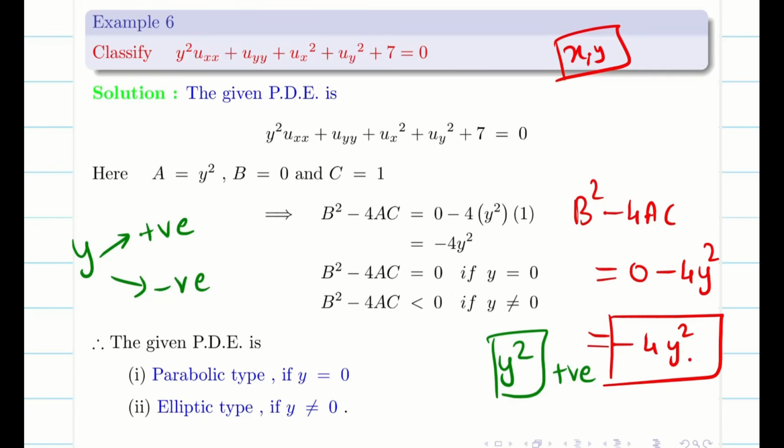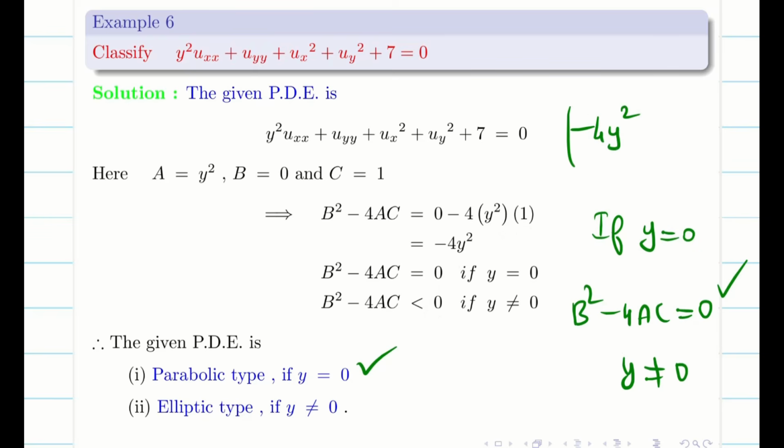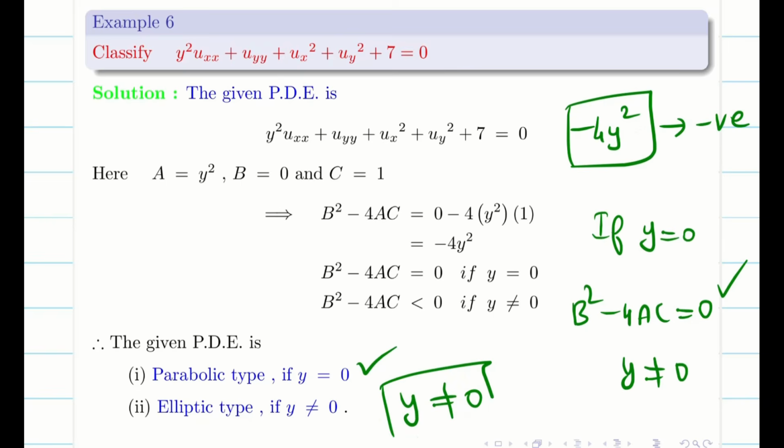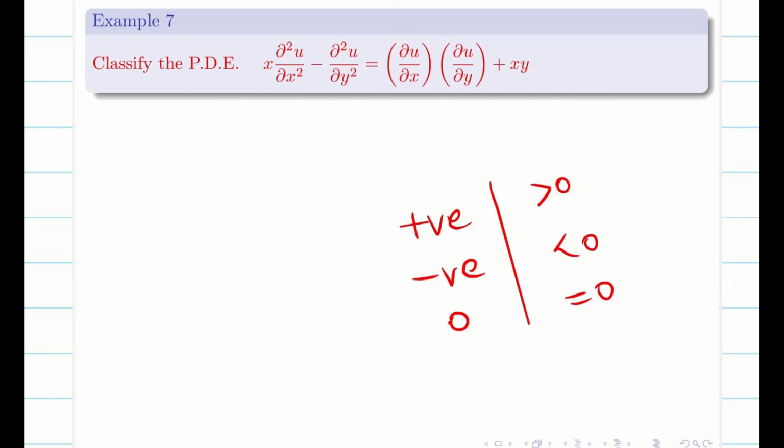So if y equal to 0, then I will say b square minus 4ac equal to 0. It is parabolic. If y not equal to 0, whether you put a negative or positive value, minus 4y square is always negative. So if y not equal to 0, in both the cases, it is going to be elliptic. Hope you understand. You have to justify when the variable gets positive value or negative value or 0, or simply if either x or y is there in the answer, you have to mention what happens when it is greater than 0, less than 0 and equal to 0.